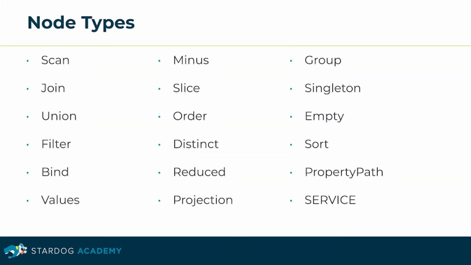Now, scan is one type of what we call a node, and these are the operational nodes within the query plan. So we have scans, joins, unions, filters, projections. We've talked about some of these during the SPARQL evaluation semantics. And now we'll see how these are combined within a plan to answer the query.